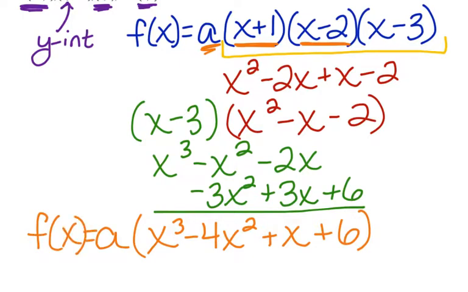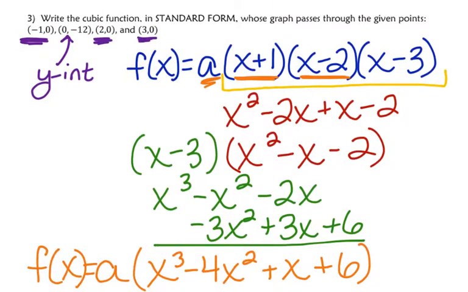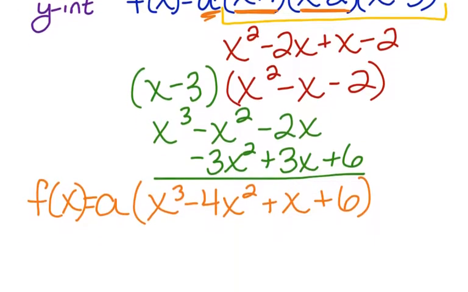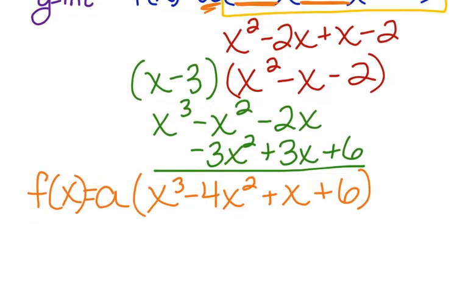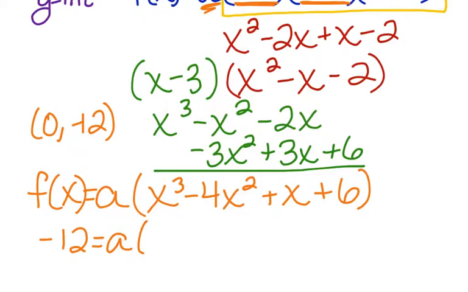Now, this is where we'll take that 4th point that we haven't used yet, which was the y-intercept. It's not a solution, it's just going to be a point that helps us to find the a value. So we'll take 0, negative 12, and we'll put negative 12 in for the y value, equals a, and we'll put 0 in for the x value.